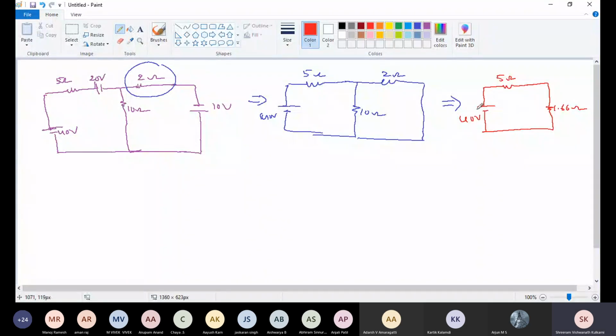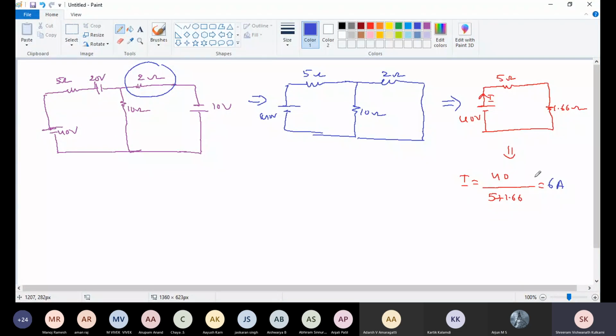Current due to this 40 volt is flowing like this. Now call the total current I. Current I is 40 divided by 5 plus 1.66. How much? I'll get 6 ampere.